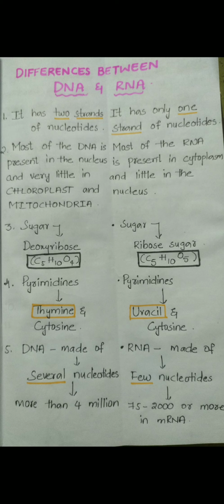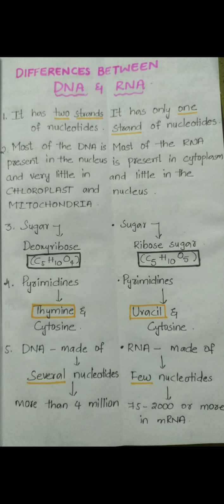Most of the DNA is present in the nucleus of the cell. Usually in the central region of the cell there will be a nucleus, so DNA will be located inside the nucleus. So much quantity of the DNA will be present inside the nucleus, and a very little quantity of DNA can be seen in chloroplast as well as in mitochondria.